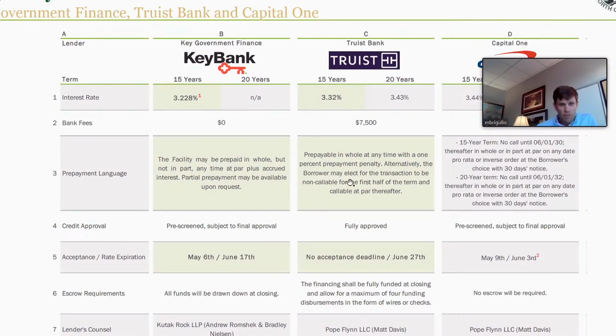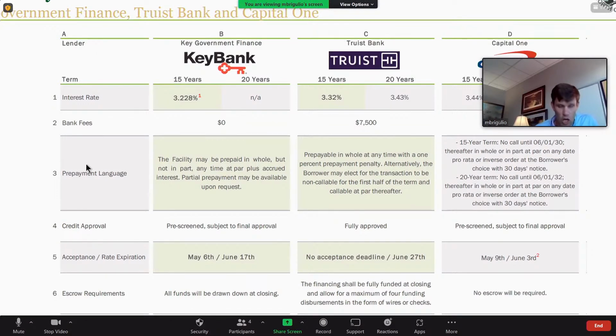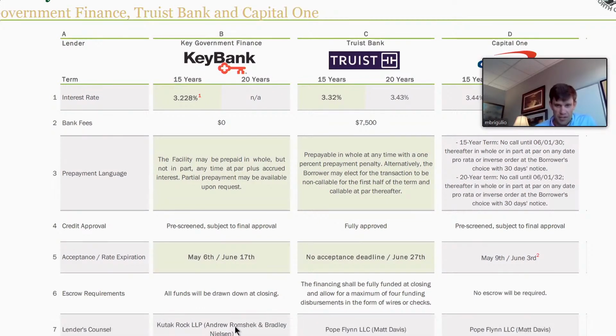Key Bank, shown on line 3, provided the best flexibility. They will allow you to prepay the loan in whole at any time without a penalty. They will also consider partial prepayments. So if you don't want to pay off the entire loan, they will consider allowing for a partial prepayment, but that does require their consent.